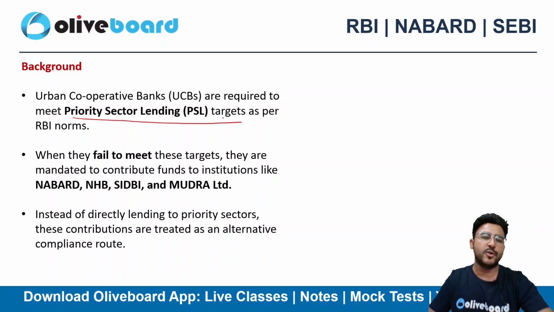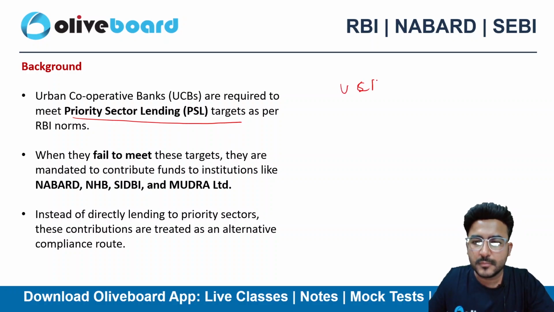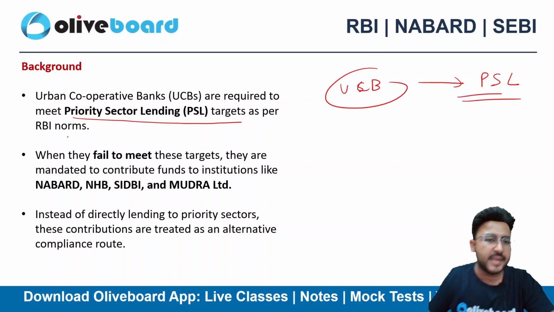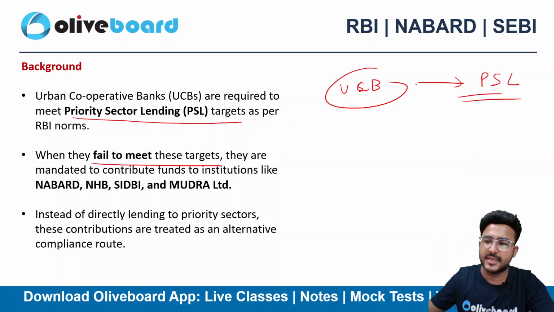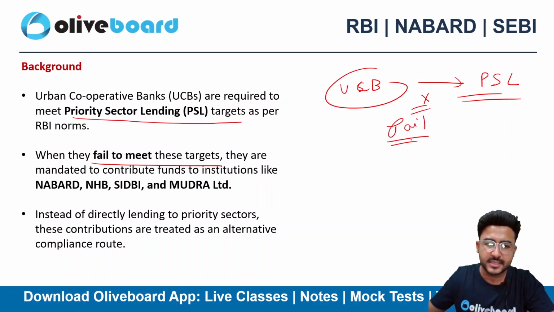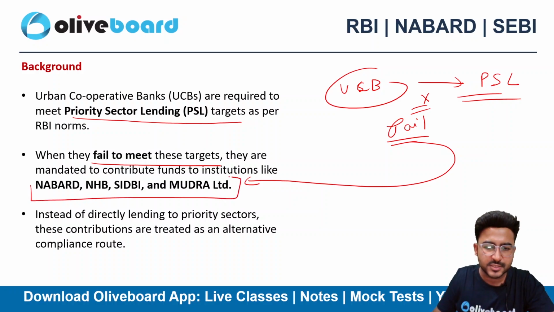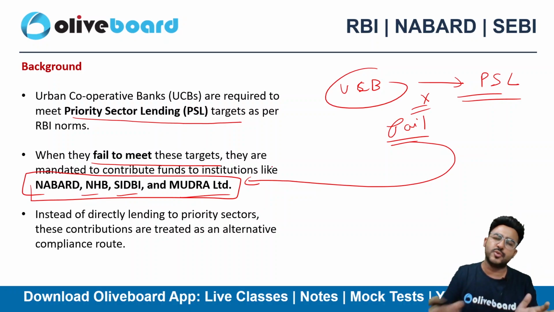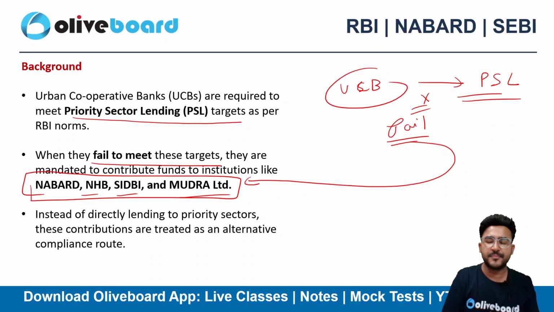Urban cooperative banks are required to meet priority sector lending targets. They are required to allocate loans to the priority sector. When they fail to meet these targets, they are required to contribute to the funds of NABARD, NHB, SEBI, Mudra. It's an indirect way of financing PSL only, because these institutions work in mostly the same subsectors.